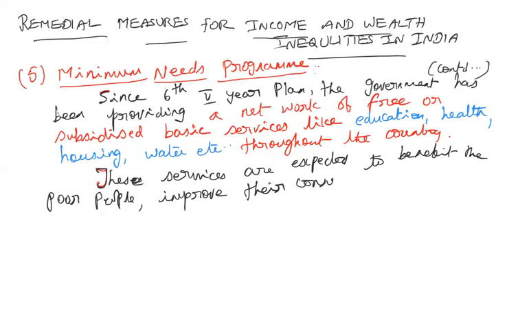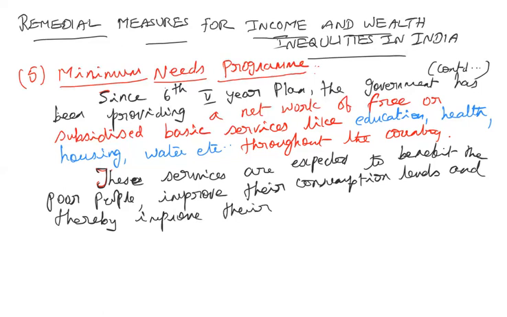So their consumption levels, and thereby improve their productive efficiency. If a person does not have basic health facilities, or basic housing, or drinking water, you can't expect that laborer to contribute to production, isn't it? If the poorer sections of the population are provided with all these basic facilities, their contribution to national income will also increase because their consumption levels will increase.